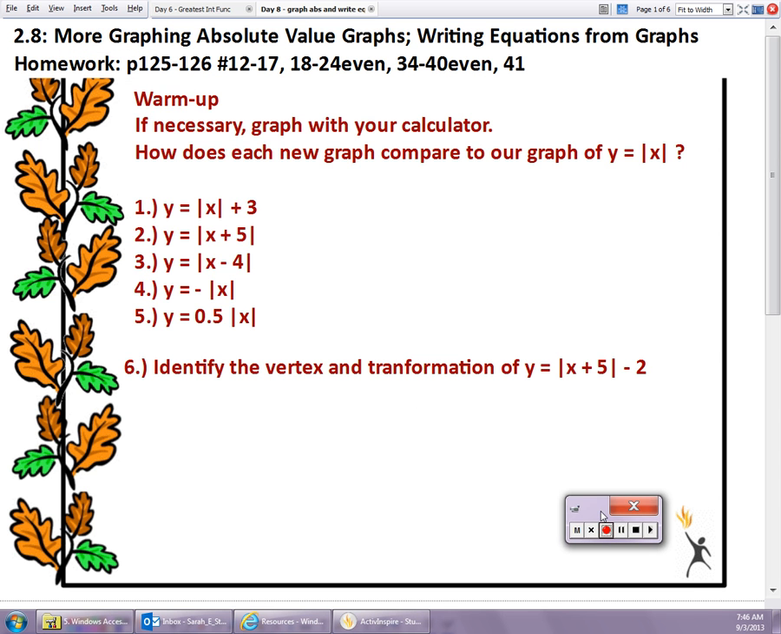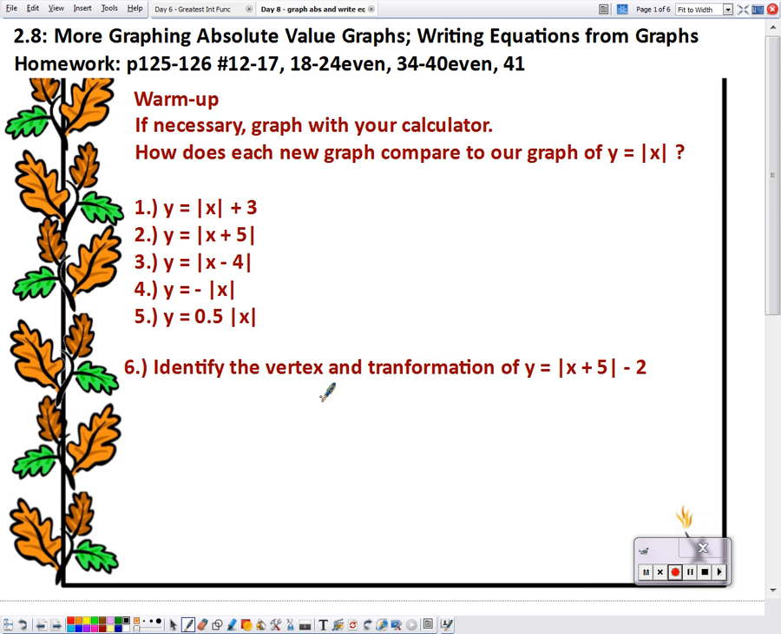Okay, this is a video to go over how to graph absolute value functions and how to write equations of absolute value functions when given a graph. As a warm-up, the first thing I want you to do is to graph these 5 functions with your calculator if you need it. Please pause the video and graph those 5 now.